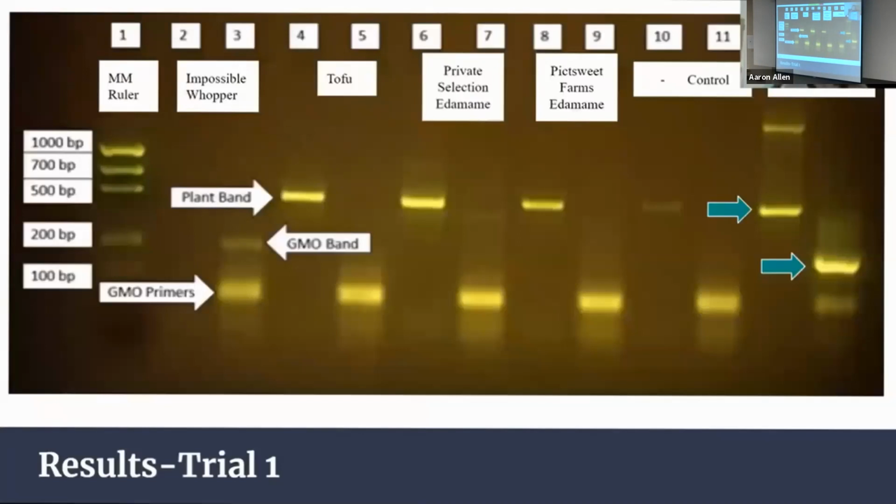So here are my results from the first trial. Here is a ruler. When I load DNA into each one of these wells that I've gotten out of the PCR machine, DNA travels down the gel based on its size, so smaller pieces move faster down. That's how there are 100 base pair pieces here and 1,000 base pair pieces here. We bought the ruler, we know these sizes for sure, and then we can measure everything else based on that.